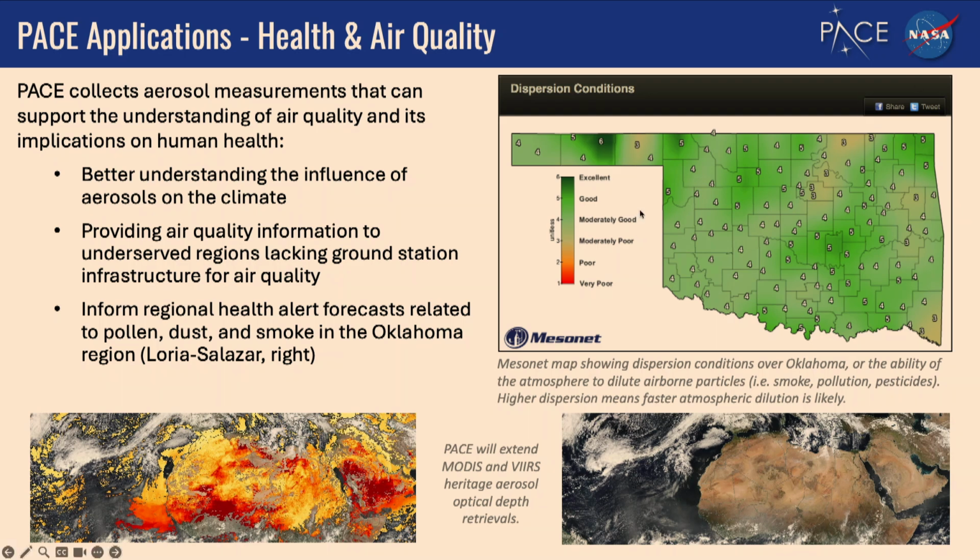So she has, right here, this map showing Mesonet, which is this fantastic high-density network of meteorological stations all over Oklahoma. There's one in all of the 77 counties. And she pairs it also with AeroNet, which looks at aerosols, to ask these kinds of questions to see if she can improve forecasts with the mixture of PACE data and ground data.